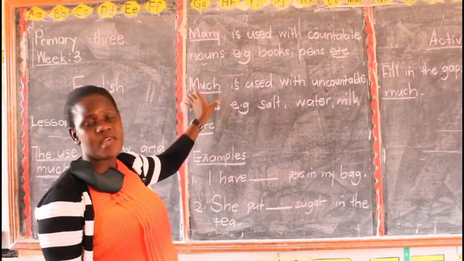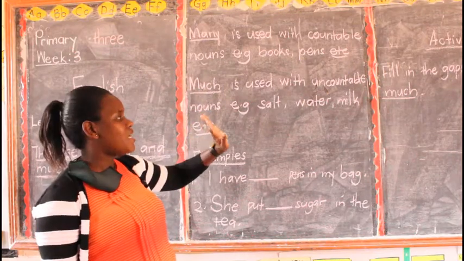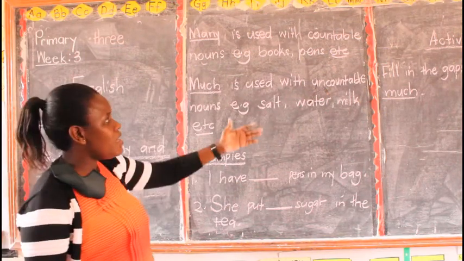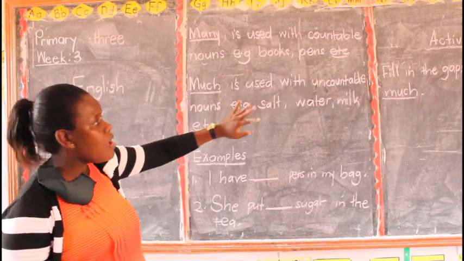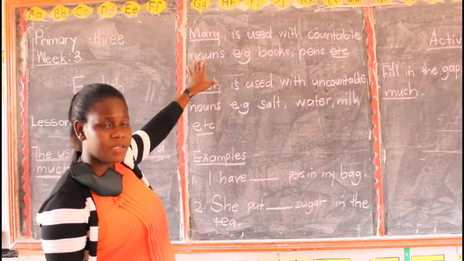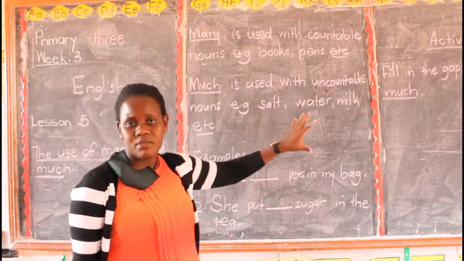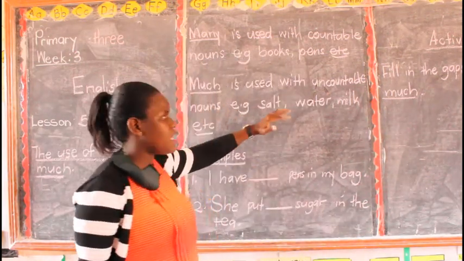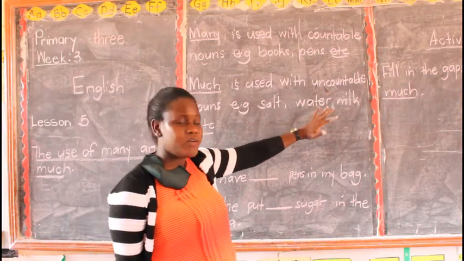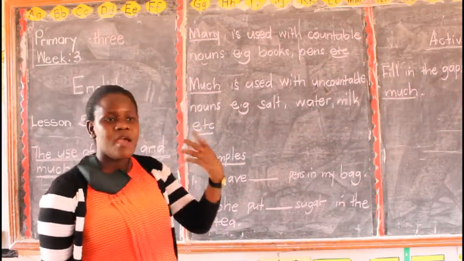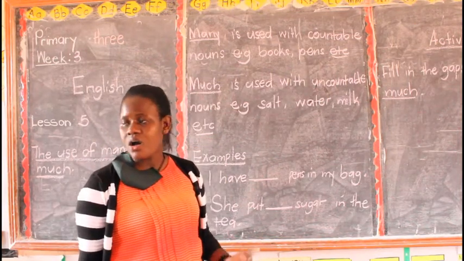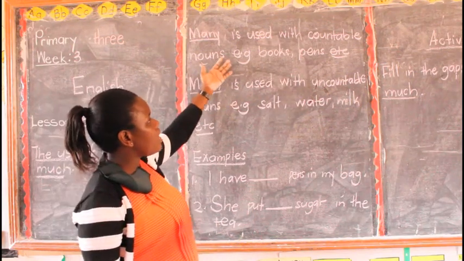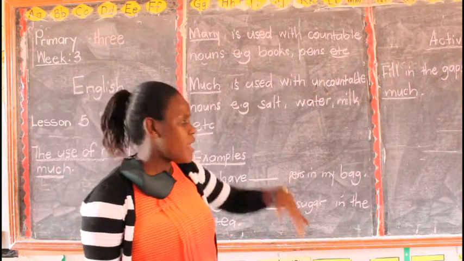Therefore, those ones you use with much. Much paraffin, much water, much milk. You don't say many milk. Are we together? Many with countable nouns, the ones you can count, but much with uncountable nouns, the ones you cannot count. I've given you some examples here: salt, milk, water, paraffin. Those are called uncountable nouns. The ones you can count are called countable nouns.